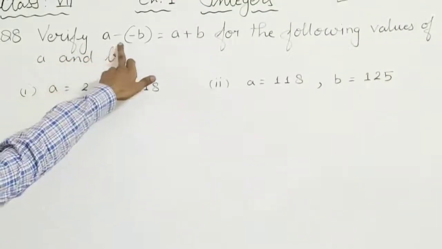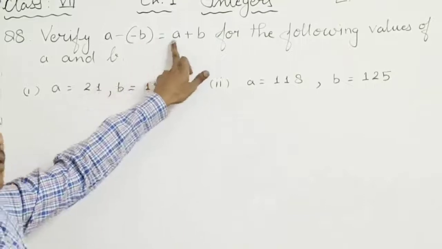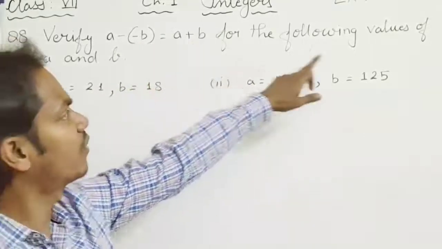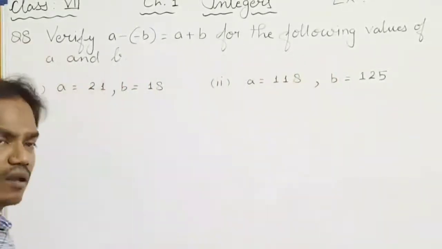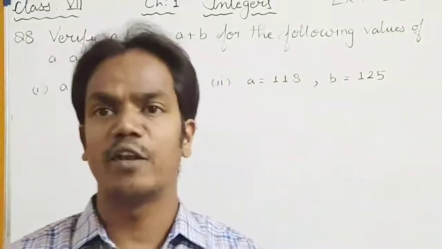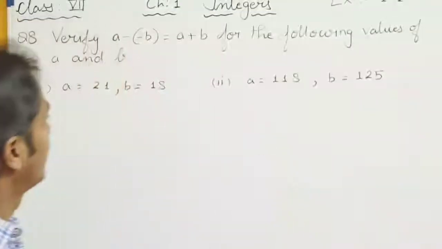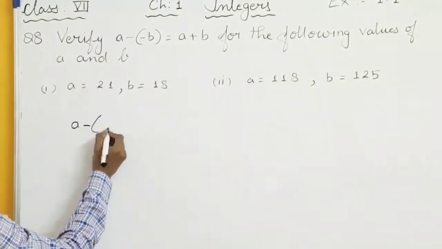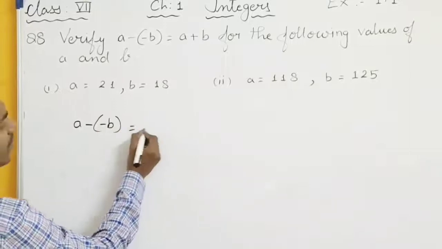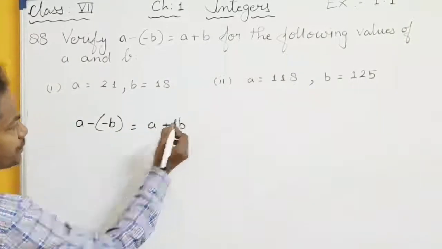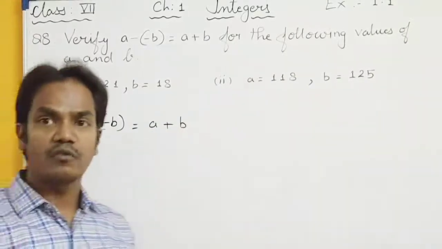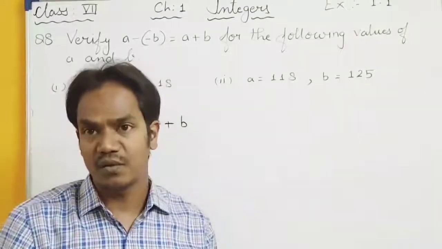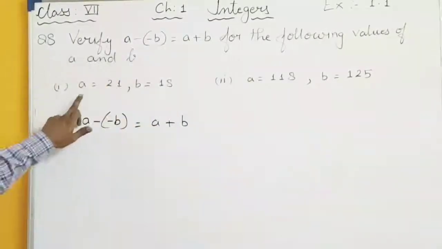Verify A minus in bracket minus B is equal to A plus B for the following values of A and B. Only you have to substitute the values of A and B in the given equation. This your equation is A minus minus B is equal to A plus B. What you have to do? You have to substitute the values. In place of A, write the value of A.